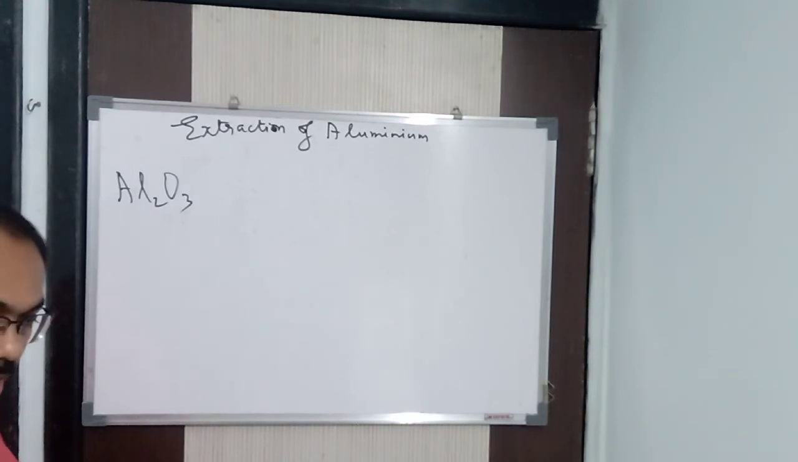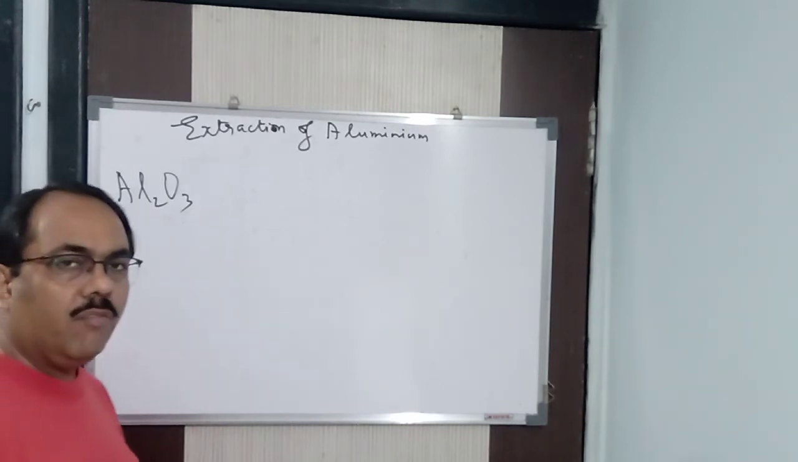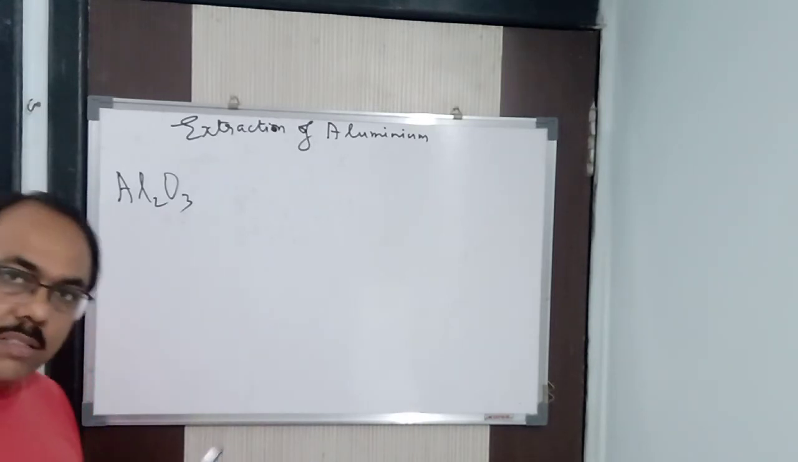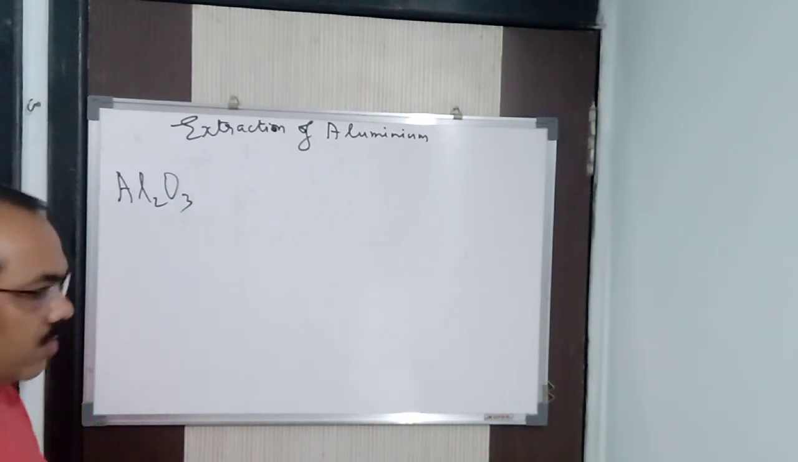Hall's process. What are we doing here? Here also we are doing the same thing. We are removing the impurities from the bauxite, and what we will be getting is the same pure alumina. But the process is a little bit different. What is the difference here?